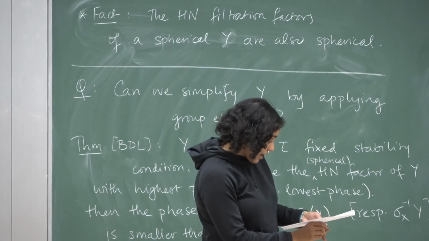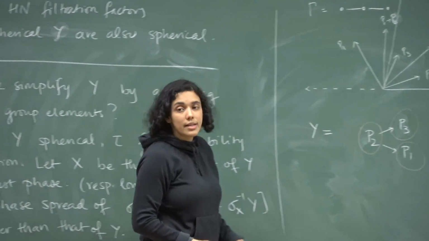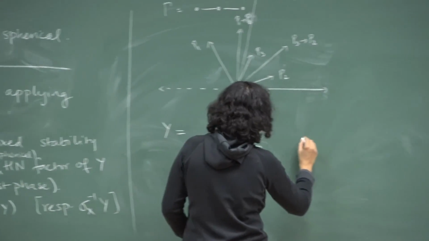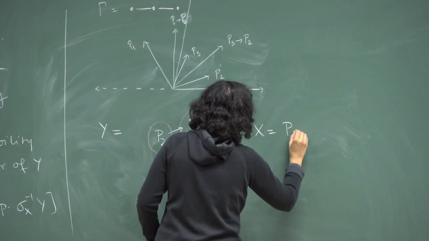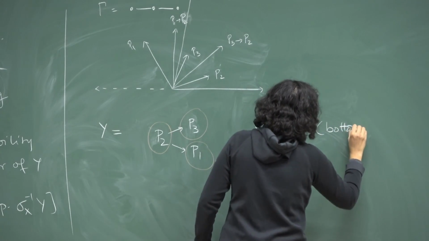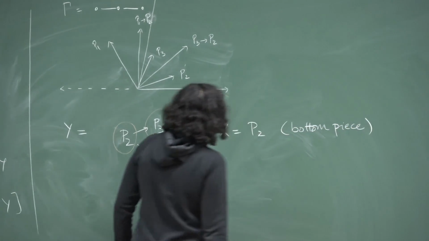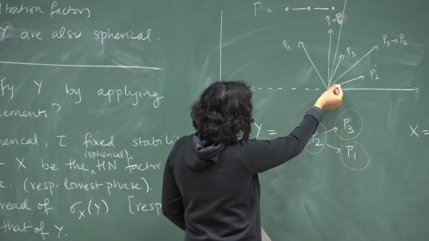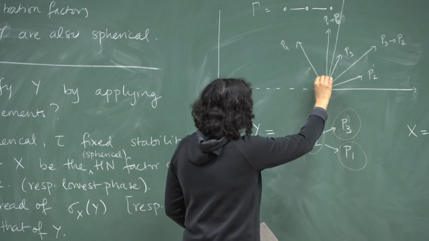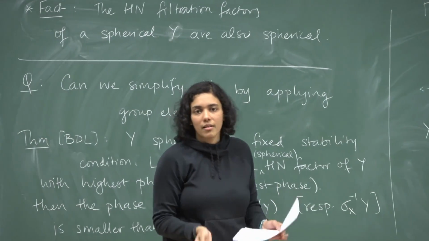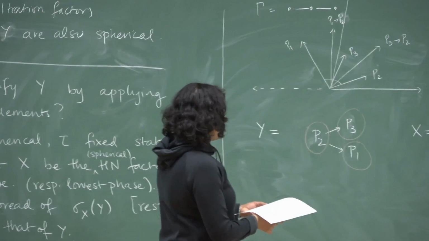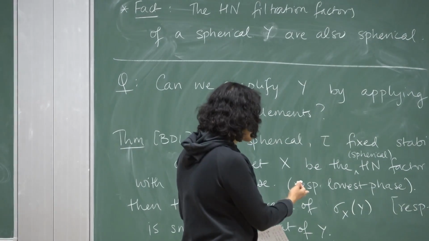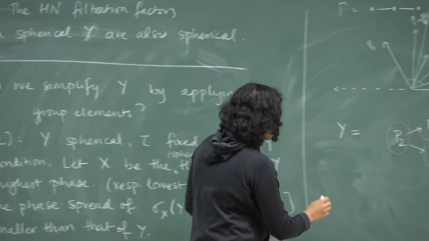Okay, so now the bottom HN piece is P2. It has the lowest phase. Actually, sorry, before I do that, notice, what is the phase spread? It's the phase difference between the phase of P2 and the phase of P1. So it's this angle here. Whatever that amount is, that's the phase spread. Now, X is P2, and my algorithm is telling me that I have to apply sigma inverse of X to Y. So I do that.